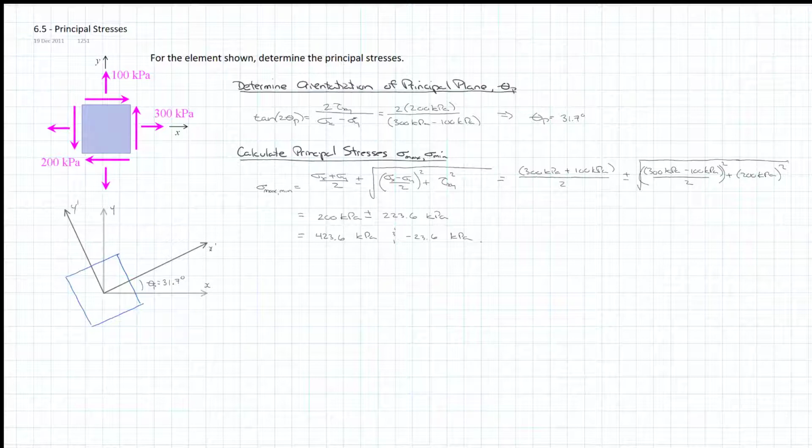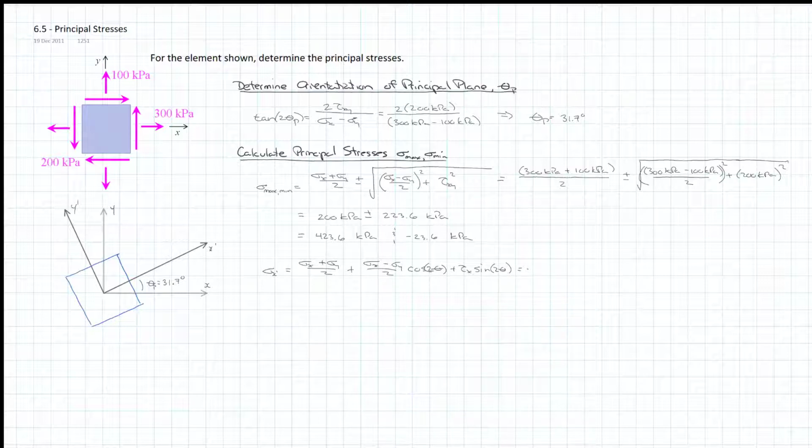By that I mean, is it sigma x prime that is sigma max, or is it sigma y prime? The fail-safe way to do that is to check the orientation by using our formula from the last example for sigma x prime and calculate it out, now that we know the orientation. That's sigma x plus sigma y over 2, plus sigma x minus sigma y over 2 cos 2 theta, plus tau xy sine 2 theta.